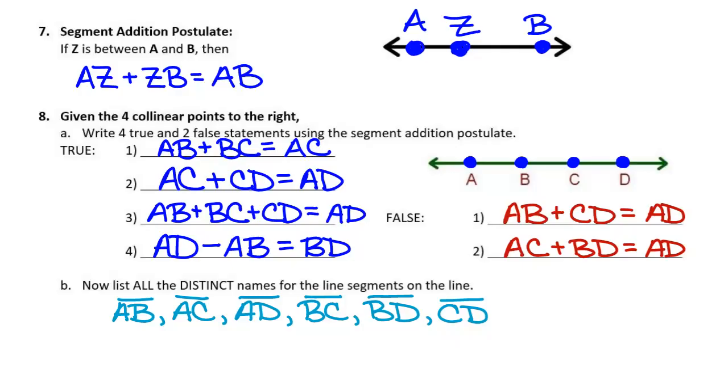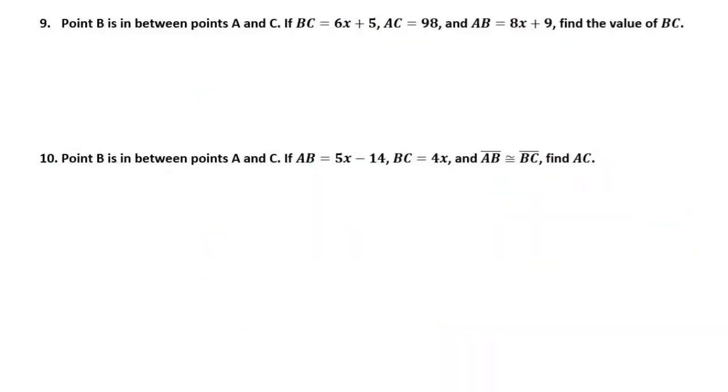Let's go down and look at number 9 then. Problem number 9 says point B is between points A and C. If BC equals 6x plus 5, AC equals 98, and AB equals 8x plus 9, find the value of BC.